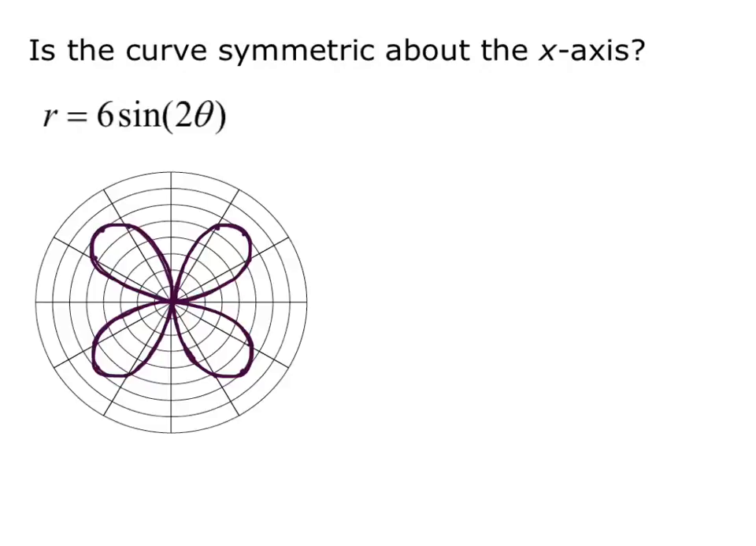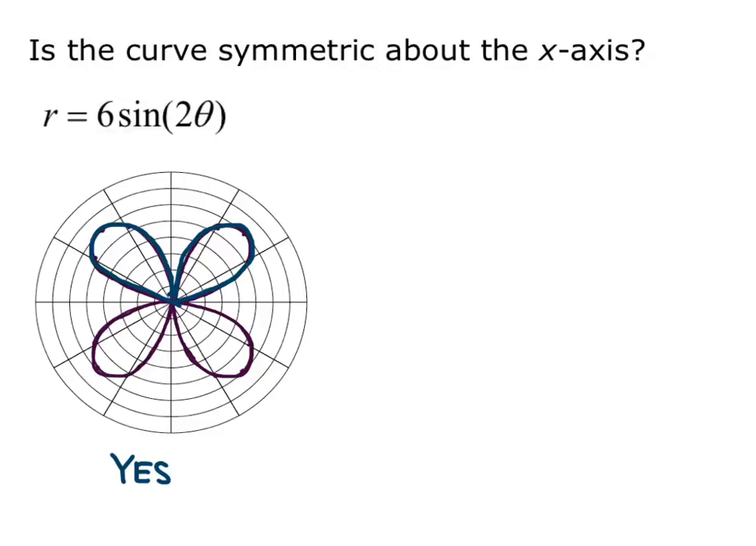So let's look at it. It looks like if I take the top half of the rows, the first quadrant leaf and the second quadrant leaf, and flip them over the x-axis, then I would get the mirror image. So it looks like the graph is a mirror image of itself over the x-axis, and so I would say yes, it is symmetric about the x-axis.